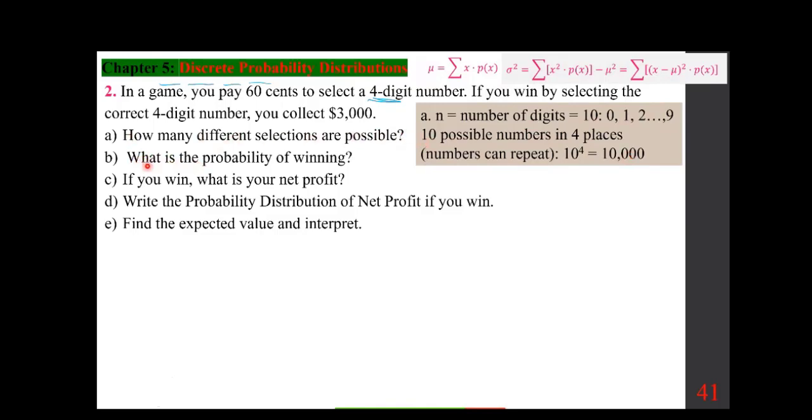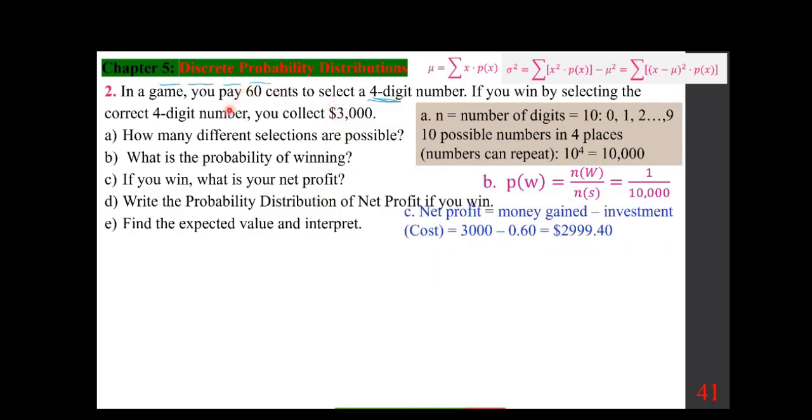What is the probability of winning? There's only one possibility of winning $3,000, so 1 out of 10,000. So what if we win? If we win, what is our net profit? Well, we win $3,000, but we paid 60 cents, so minus 60 cents. And that's important to understand. The net profit is the money that we gained minus the investment. Granted, the investment 0.6 compared to 3,000 is peanuts, yet you have to write that.